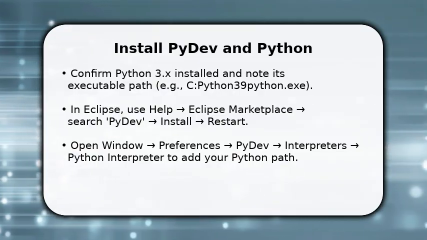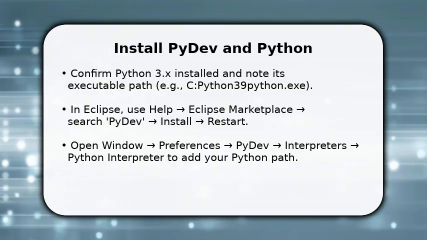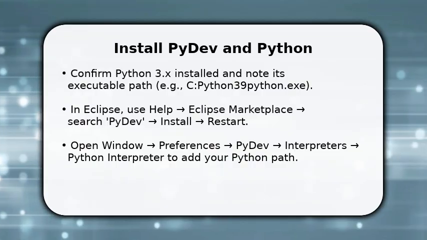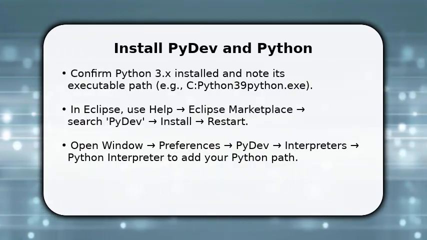You do this so Eclipse can resolve libraries and enable code completion. Make sure virtual environments are available. If you use Venv, point the interpreter to the Venv's Python executable so project isolation works correctly.